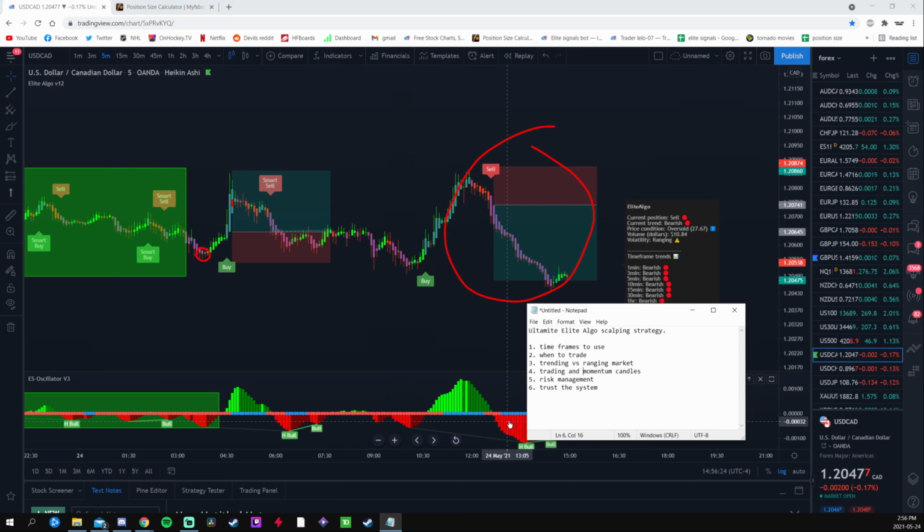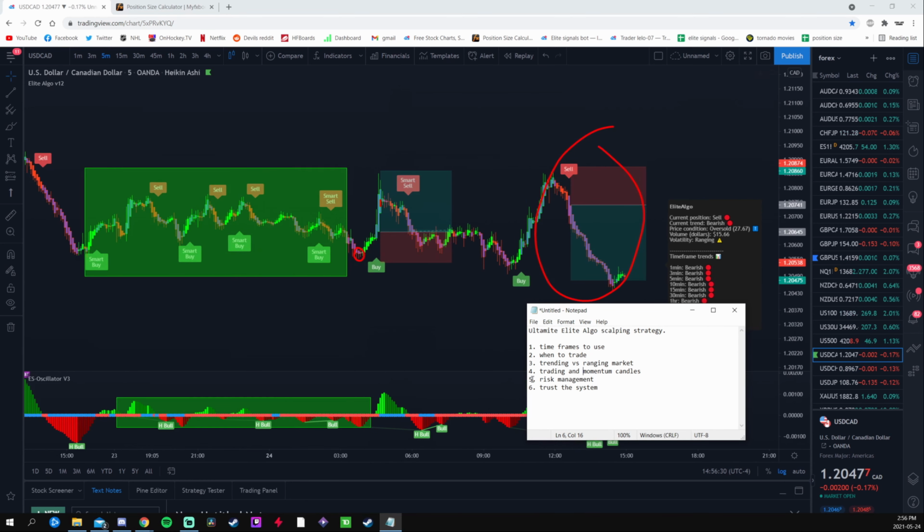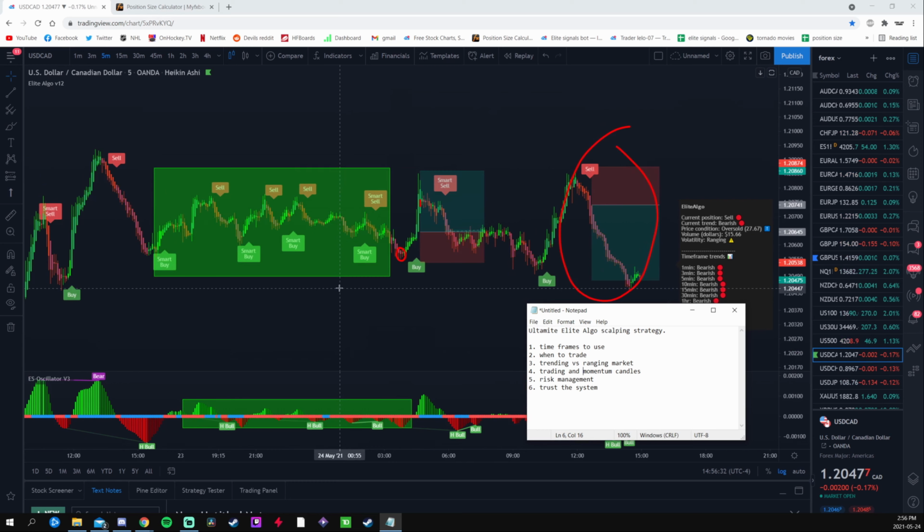All right, guys? So with that being said, guys, that's pretty much it for the scalping strategy. It's super easy, guys. With all these rules, if you follow them correctly and you trade Elite Algo the way you're supposed to be trading with it, then you will make money trading in the market.